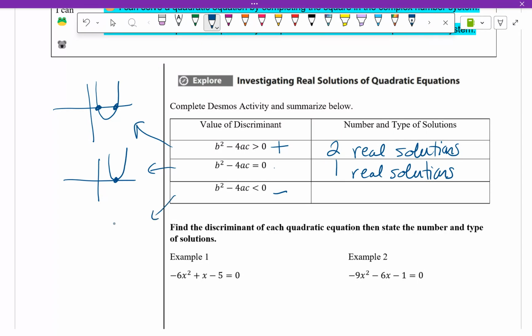All right, and then the other one looks like this. Does it cross the x-axis at all? No. But we still have solutions. They're just not real solutions. That's what a picture of something that has imaginary solutions looks like. So there are 0 real solutions, but we have 2 imaginary solutions.